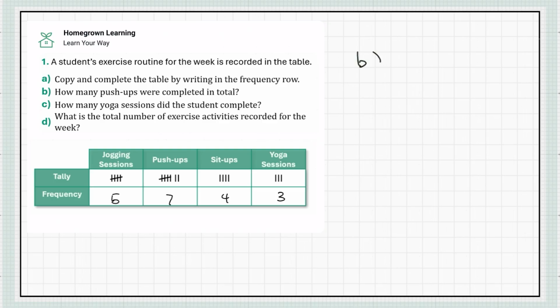Now let's look at B. For B, how many push-up sessions were completed? Well, they did 7 push-up sessions. For C, how many yoga sessions did they do? Well, they did 3 yoga sessions. And for D, what is the total number of exercise activities recorded for the week? Well, in this case, that's going to be 19 activities. If we add the 5 and the 4, we get 9, and the 7 and the 3, we get 10. So 9 plus 10 is 19 activities.